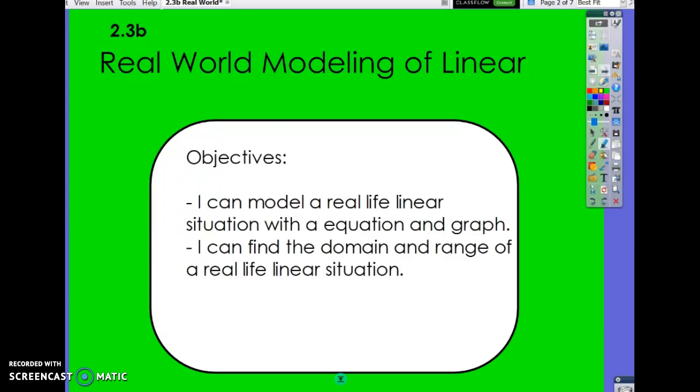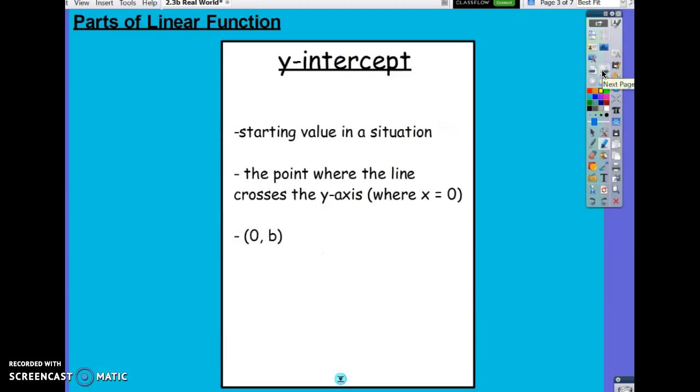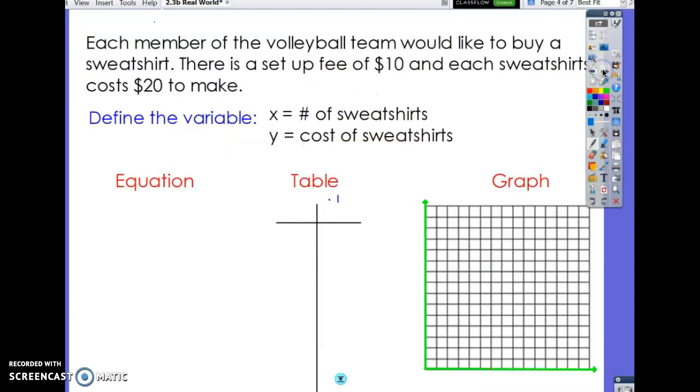these situations. So just a reminder that our y-intercept is also known as the starting value in a situation. So for a lot of these problems, that y-intercept, where x is 0 and y is our b value, is going to be where these problems start. Okay, let's look at a situation.